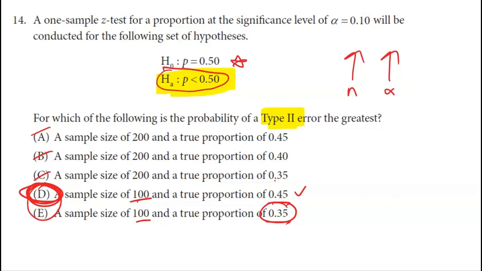So I want a small sample size. That's why I got rid of A, B, and C. And I'm going to choose where the truth is close to the null, which means that maybe it's so close that I don't see it. So hopefully that made sense. It's a pretty good problem.